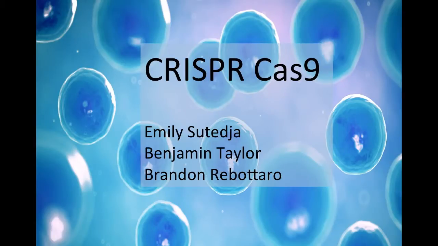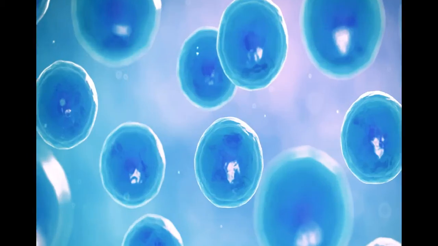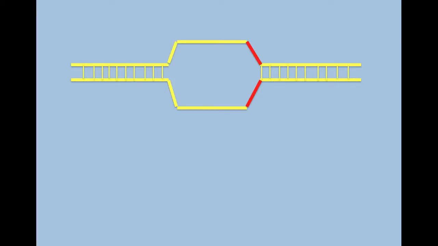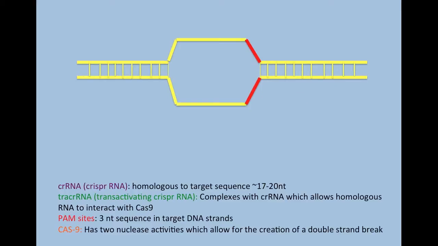Today we're going to talk about CRISPR-Cas9. When inserted into cells, CRISPR-Cas9 binds to a specific sequence and makes double-strand breaks. Specific binding is assisted by two components. PAM sites are three nucleotide sequences in the genome found downstream of the target sequence. The specificity of the PAM sites, along with the homologous targeting by the guide RNA, allows for CRISPR-Cas9 genome editing.